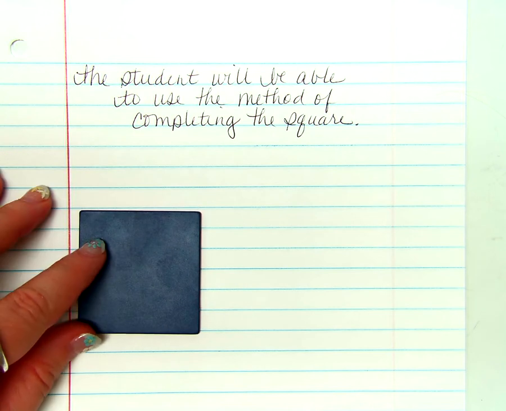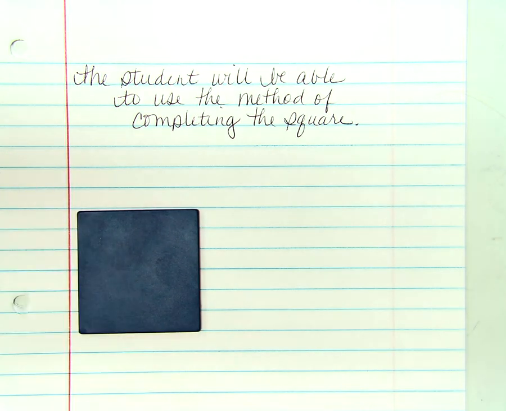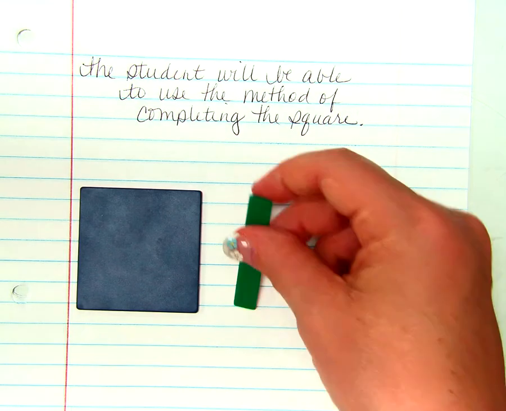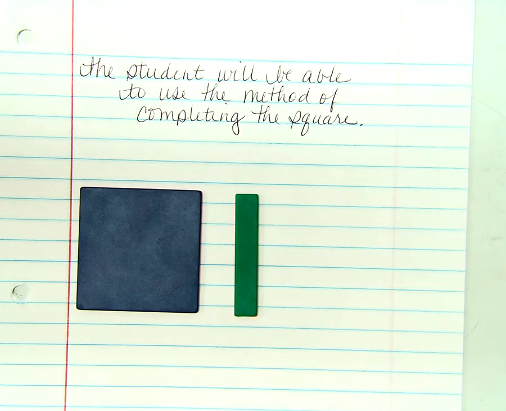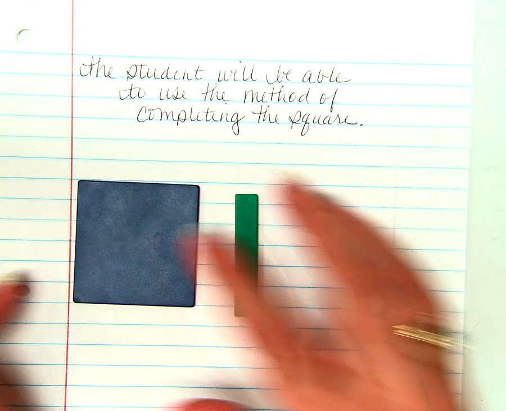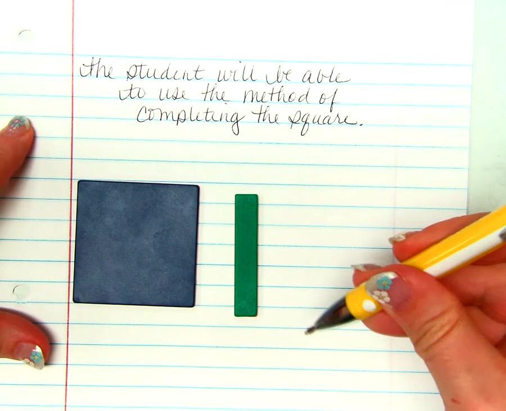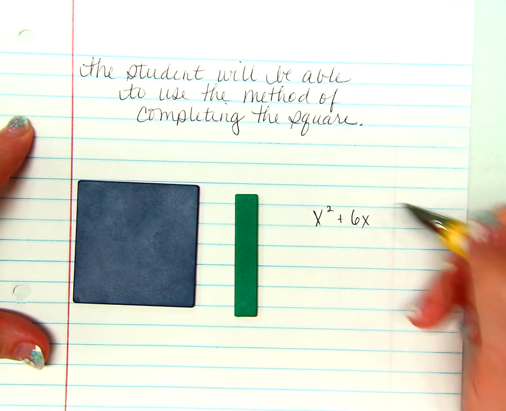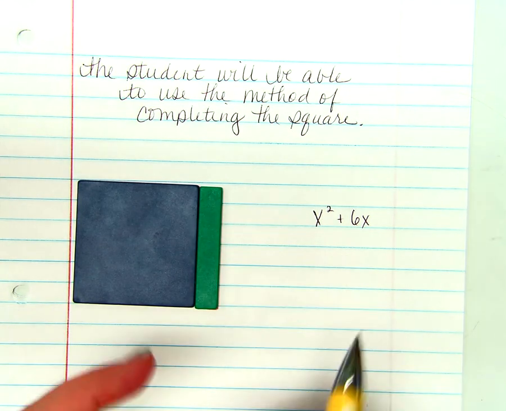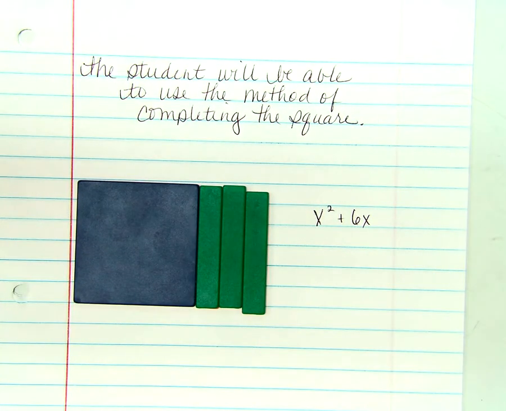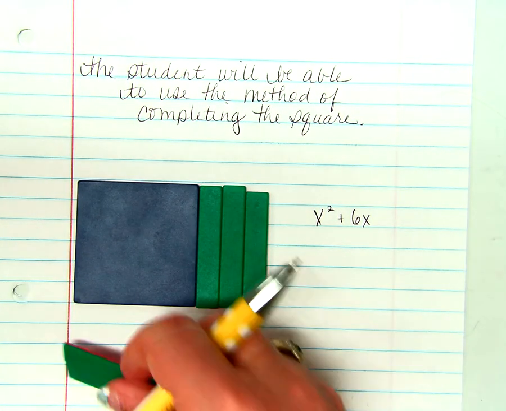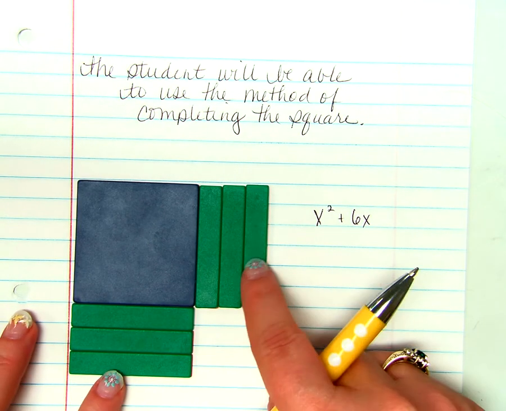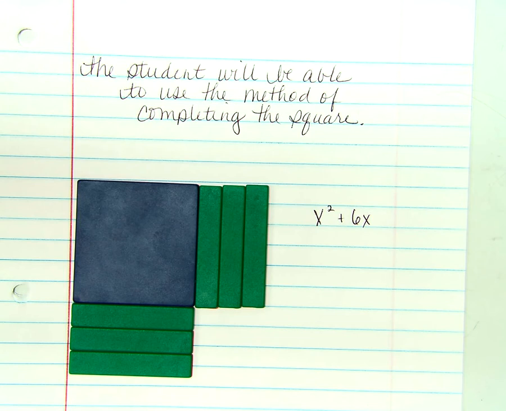Okay, but I want to show you an area model first of all. This represents x squared. These represent x. So if I gave you a problem something like x squared plus 6x, it would look like this. Or we would make it look like this. We wouldn't want to line them all up, and you'll see why in a second. And I said, I need you to complete this square.